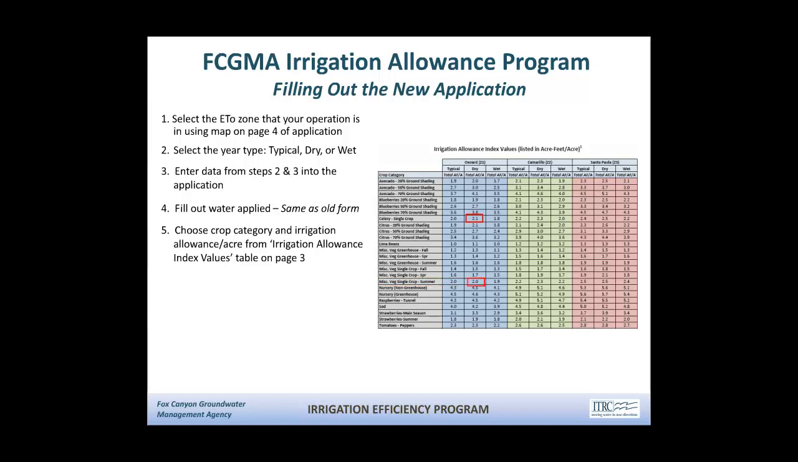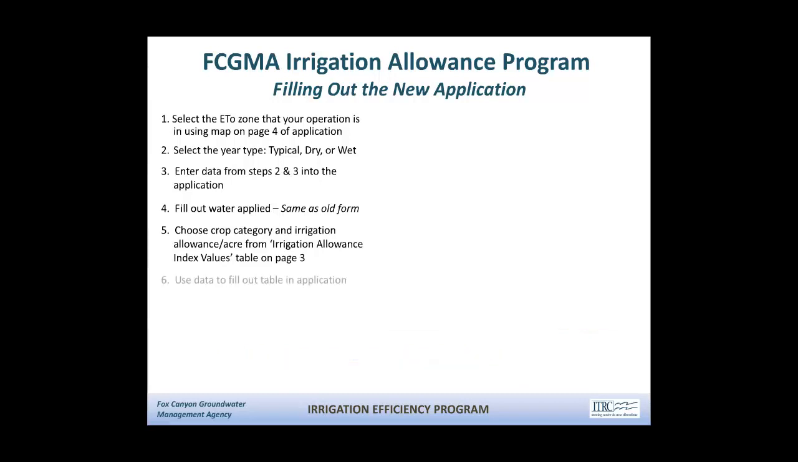Since we are talking about the same location during the same year, the value for that second crop is 2.0 acre-feet per acre. The total water allocation would then be 2.1 acre-feet per acre plus 2.0 acre-feet per acre to equal 4.1 acre-feet per acre.